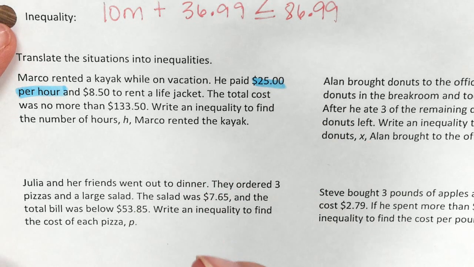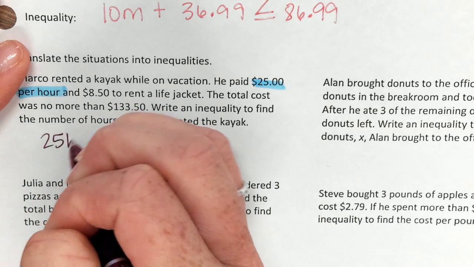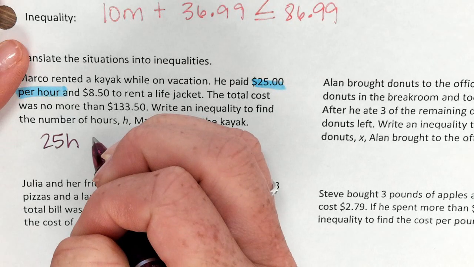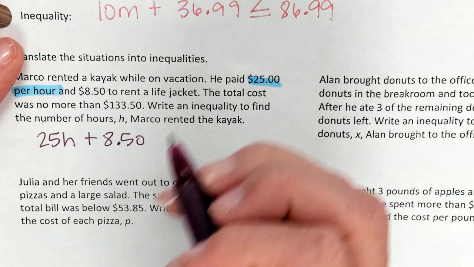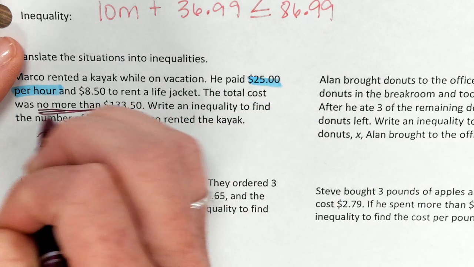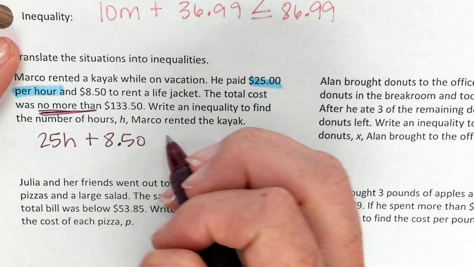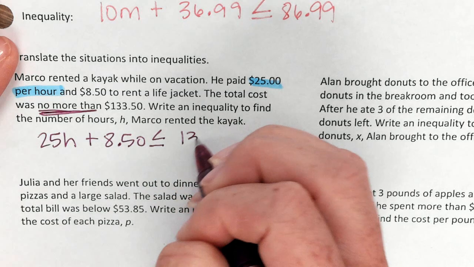Which number is going to get the variable? So how would I write this? 25 H plus 8.50. And we want it to be no more than. Less than or equal to. And then 133.50.